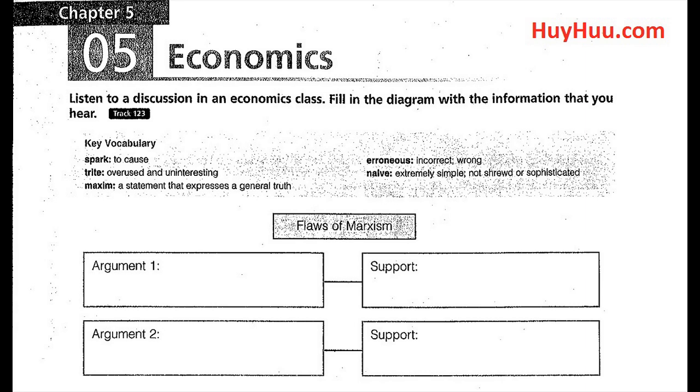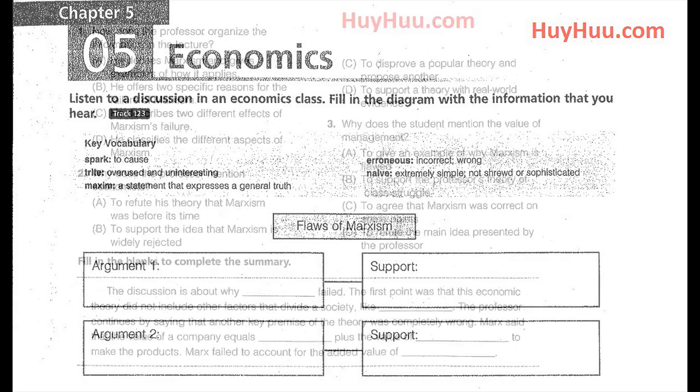To say that the value of a business is only a function of manufacturing effort and the machinery is, well, pretty naive.